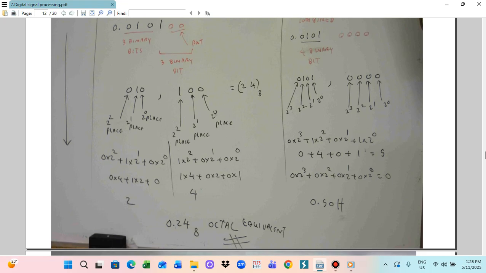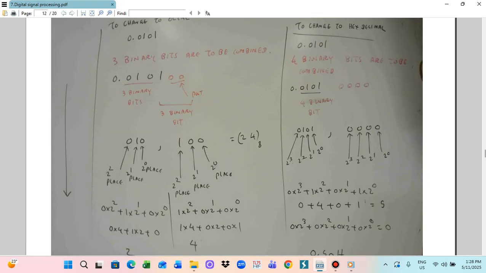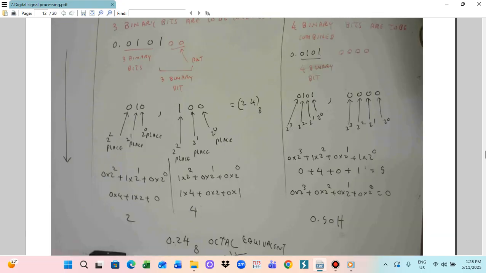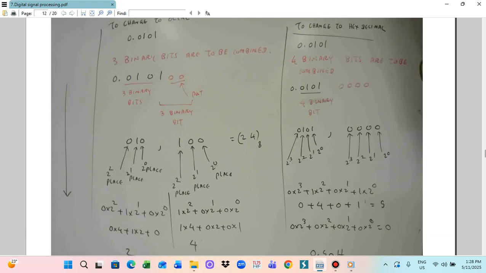So because of this, you can write that for this number, the octal equivalent is 0.24 base 8. This is the octal equivalent. The binary equivalent number is 0101, and you have to combine it in groups for octal. Octal means you combine 3 binary digits together. So 010 you can combine, but only one is left, so you have to put in another two 0s.